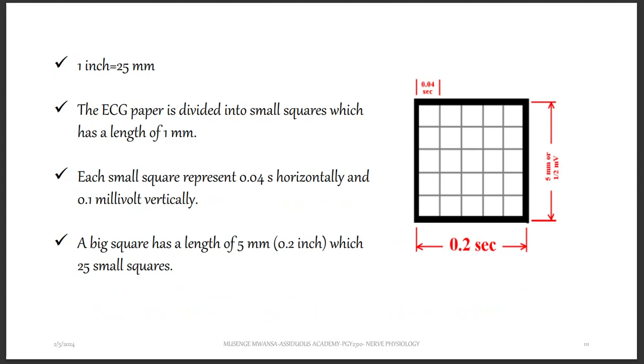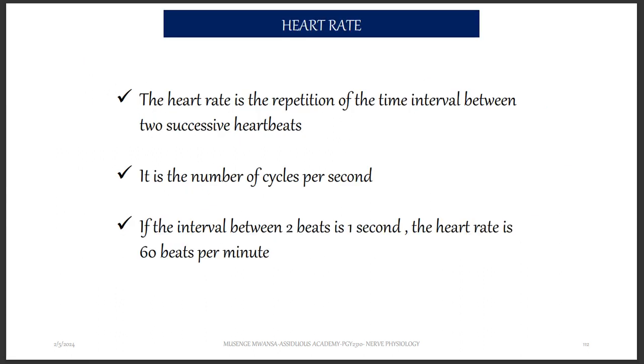If you look at an ECG, you have got a big box and small boxes. On the horizontal, a big box will represent 0.2 seconds. So if you want to find out the time for each small box, divide 0.2 by 5 because there are 5 of them in each big box. And then going up, it will represent the voltage. So 5 boxes will represent 5 millivolts, meaning that one of these small boxes will represent 1 millivolt.